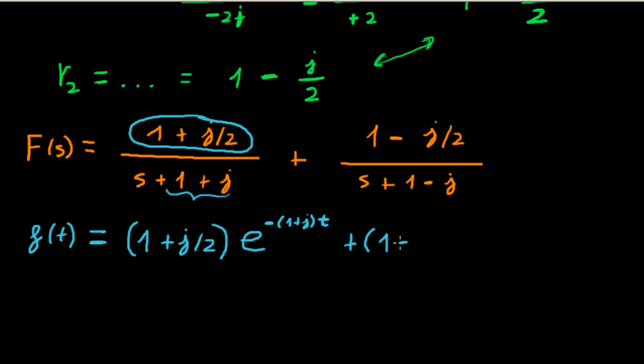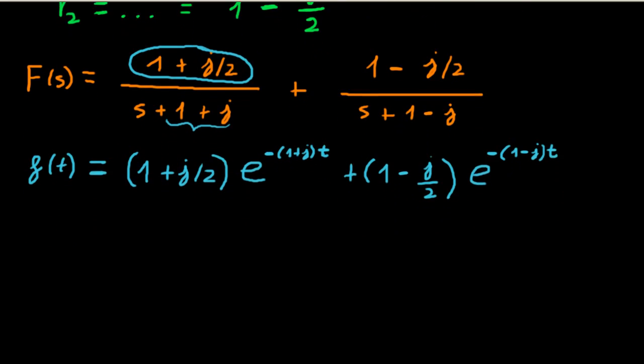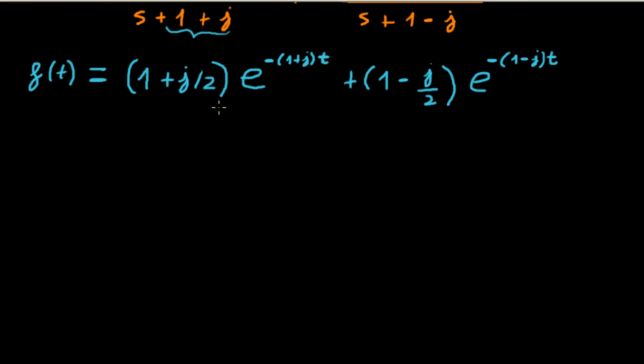Plus (1 - j)/2 times e^((-1 + j)t). But the thing here, this is not a very neat way to express a function of time, because remember that here we're in the real domain and we don't like to have j's in the real domain. But that's not a big deal, because we can work a little bit with this expression, as I'll show you right now. We have to expand it.